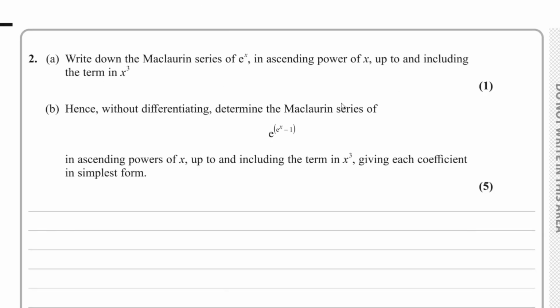Question number 2, part A. Write down the Maclaurin series of e to the x in ascending powers of x up to and including the term in x cubed.